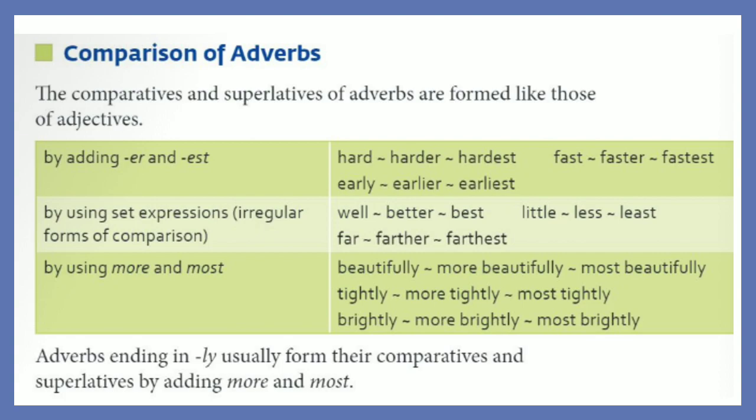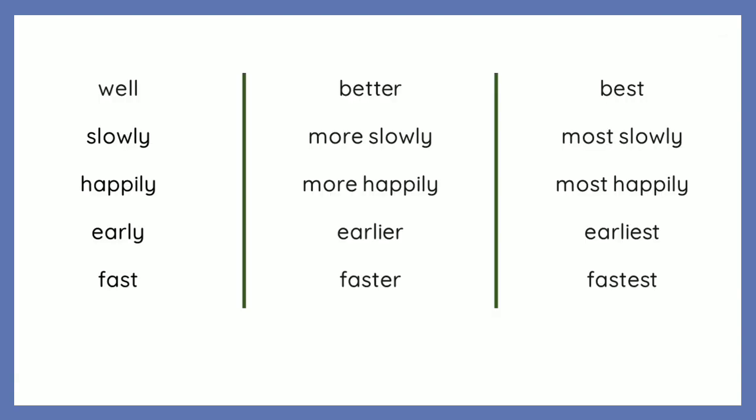We can also make the comparative and superlative form by adding more and most. Adverbs which end in ly usually form their comparative and superlative by adding more and most. For example, beautifully, more beautifully, most beautifully. Tightly, more tightly, most tightly. Brightly, more brightly, most brightly. Here on the screen there are also some degrees of comparison of adverbs.